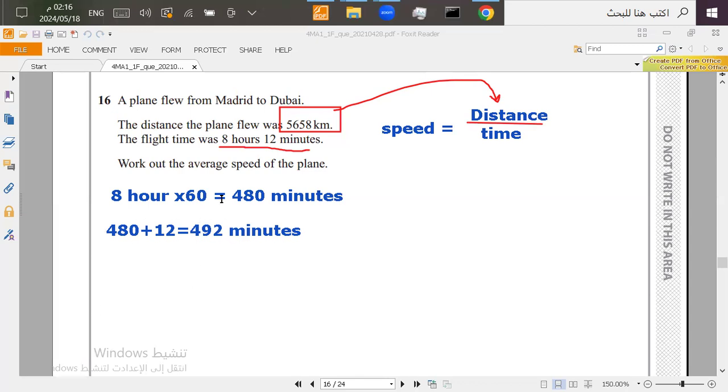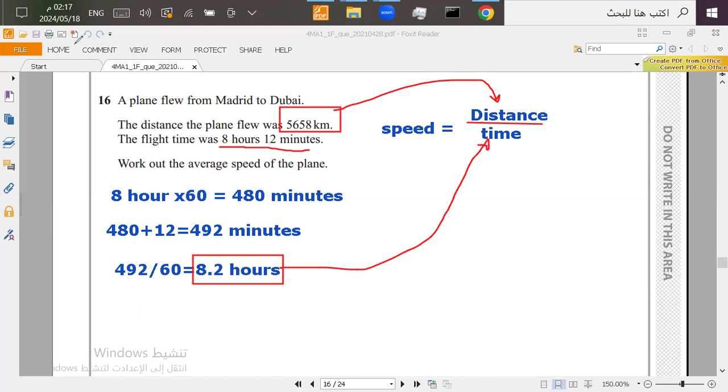Now I'm going to turn these 492 minutes into hours. It means I'm going to divide them by 60. So 492 divided by 60. I'm going to use a calculator. 492 divided by 60, and the answer is 8.2. Now I have the time in hours. Now I can use the time with the distance that I have, and I'm going to find the speed. So I'm going to take this time, use it as the time here, and find the speed.